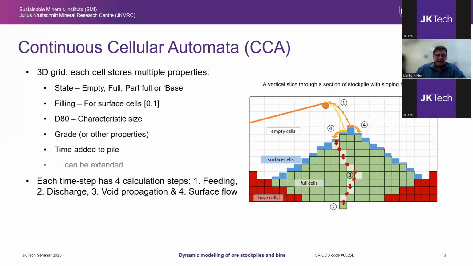Each cell can also have a filling between 0 and 1, and this feature for part-filled cells allows the pile to have any angle of repose we want. Each cell can also have a characteristic size, or D80. The cells can also store grade or some ore type data. And we can also store the time when the contained material was first added to the pile. So this can track the age or residence time.